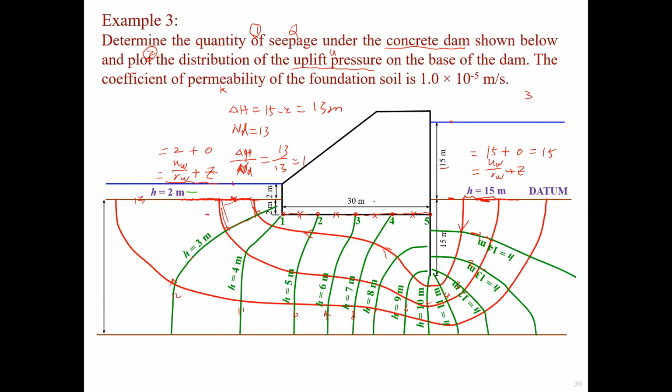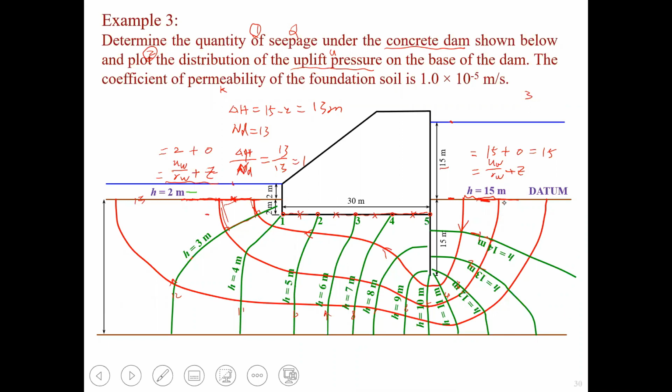Like I said before, if the problem is symmetric, then you only need to plot half. Because this is not symmetric, we already plot the whole flow net. You see, that's the whole flow net. For the previous one, we just plotted half, so that's why we have to times 2. Is that clear?